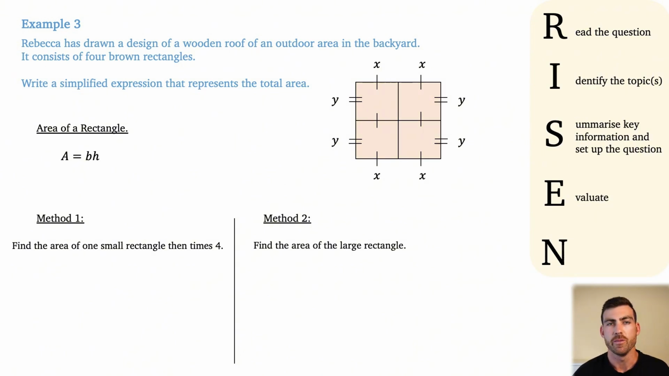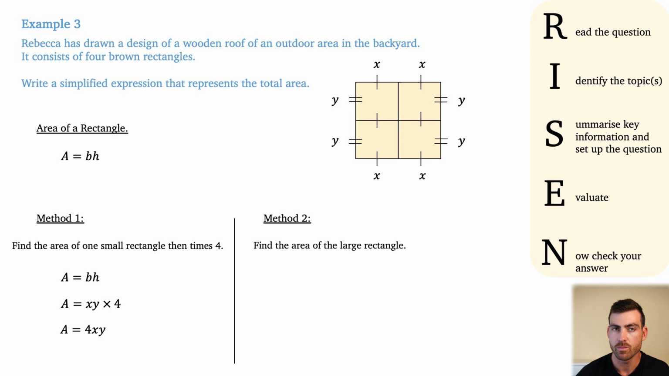Let's try method 1. We start by writing down the formula, and the base and height of this rectangle is x times y, or xy. Then we multiply it by 4, simplifying the algebraic expression for the total area being 4xy. Now, to check our answer, we could also solve this using method 2 and see if we get the same answer. Finding the area of the large rectangle, we need the base and the height.